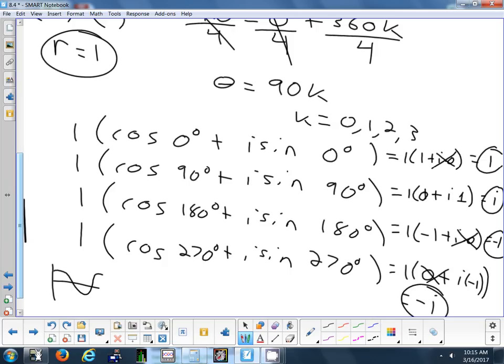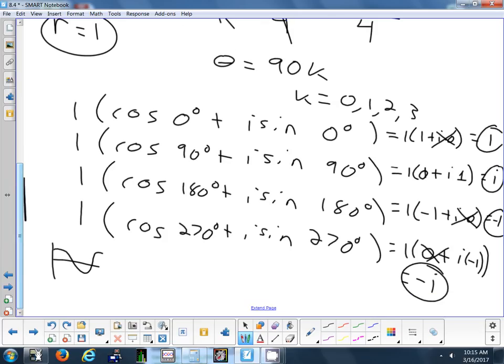Those are the 4 answers in standard form. You're not always going to have to change trig form to standard form. You will on, I think, at least one or two questions. Okay. Any questions on that?